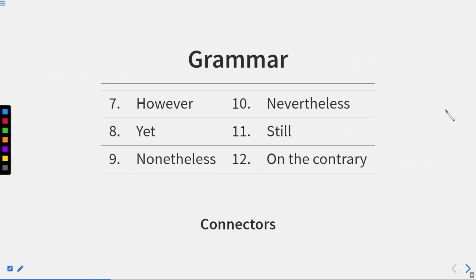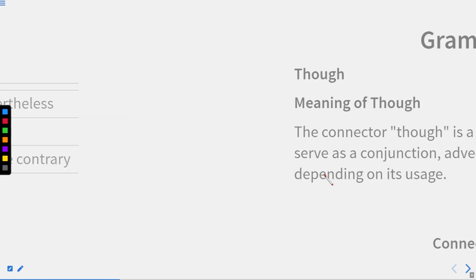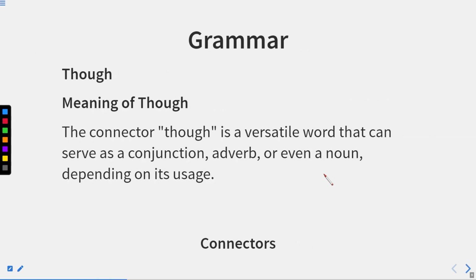We have more words like however, nevertheless, yet, still, nonetheless, on the contrary. These are also contradictory connectors. Now you must have used these words in your daily life sentences, but what are the actual uses of these words we are going to discuss in this session. Well, we'll discuss one by one in detail. So first of all, we are going to discuss the word though.